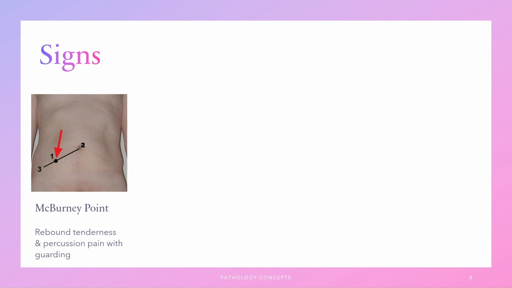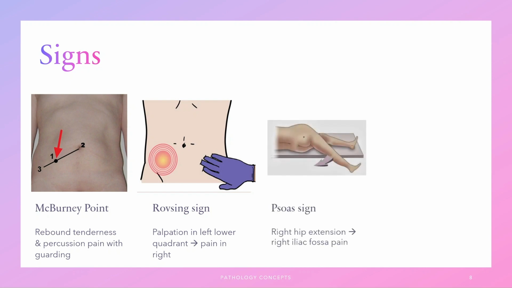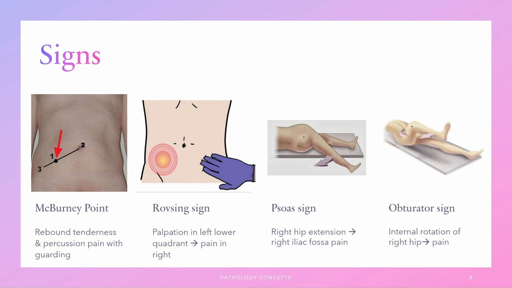Now let's understand the signs of acute appendicitis. First is rebound tenderness and percussion pain with guarding at McBurney point. The second is Rovsing sign. The palpation in left lower quadrant leads to pain in right lower quadrant. Third is psoas sign. Right hip extension leads to right iliac fossa pain. And fourth is obturator sign. The internal rotation of right hip leads to pain.